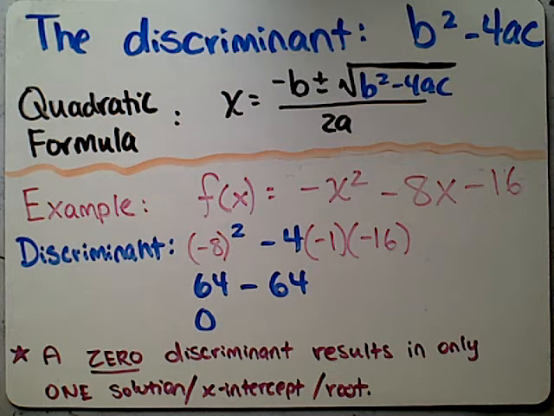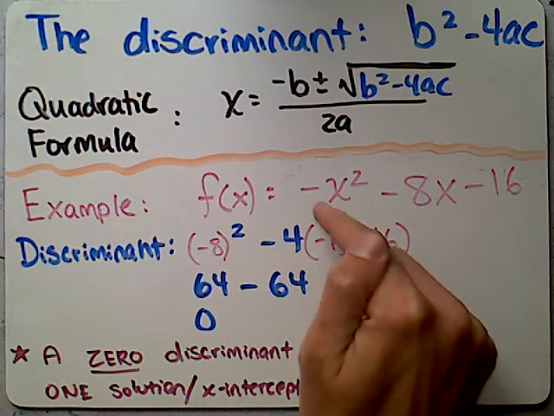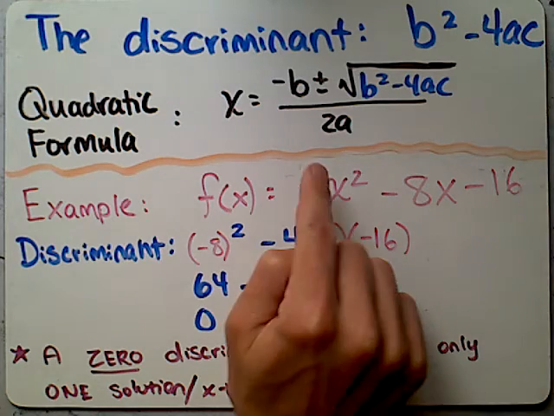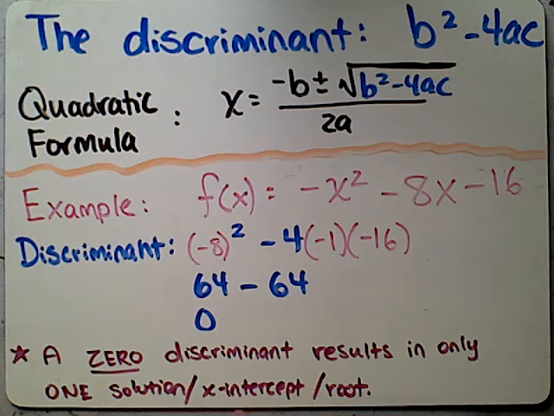This is the third example I'm doing on the discriminant. In this situation, we're going to have the function f of x equals negative 1x squared. That's an important point here. Negative 1 is the coefficient. But negative 1x squared minus 8x minus 16.